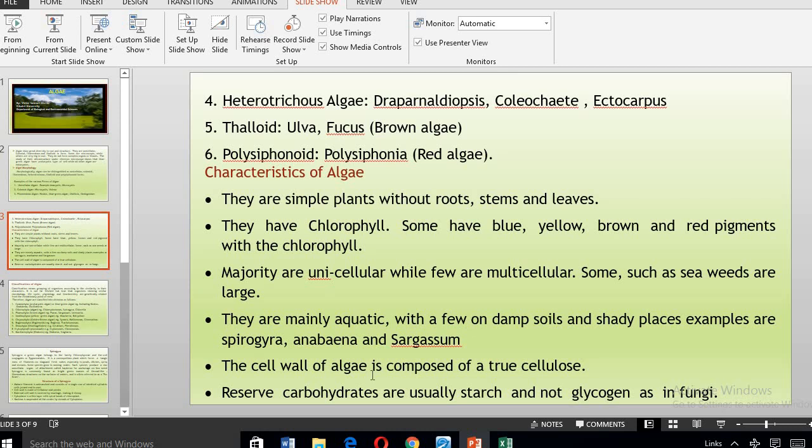Algae are mainly aquatic, but a few of them will inhabit damp soils and shady places, like for instance, Spirogyra, Anabaena, and Sargassum. When you look at the cell wall of algae, it is composed of true cellulose. Now, the reserve carbohydrates that are normally kept by algae are in the form of starch and not glycogen, like in the case of fungi.